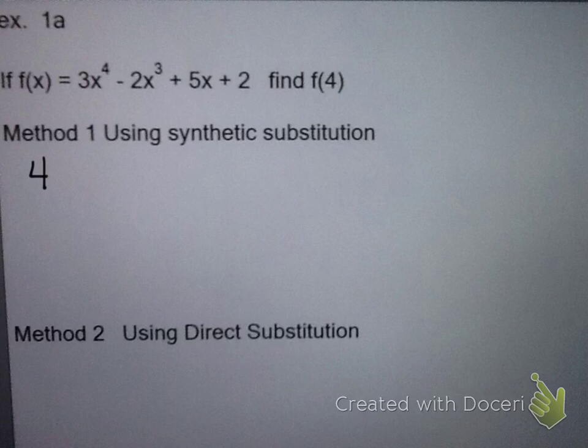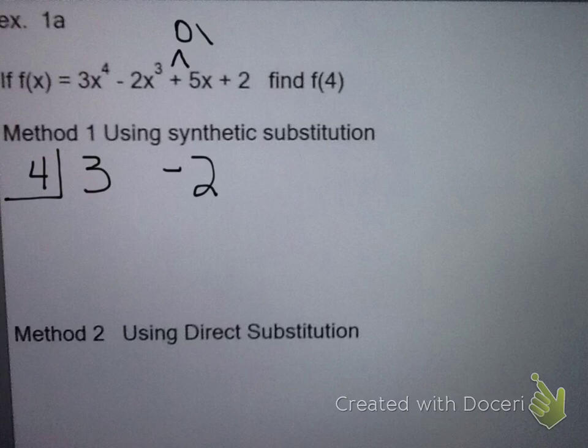So let's do this example. We're going to do two methods. The first method is using synthetic division, which we call synthetic substitution. And whatever our remainder is, that is our answer. So notice that it's f of 4, so that is our root, 4.